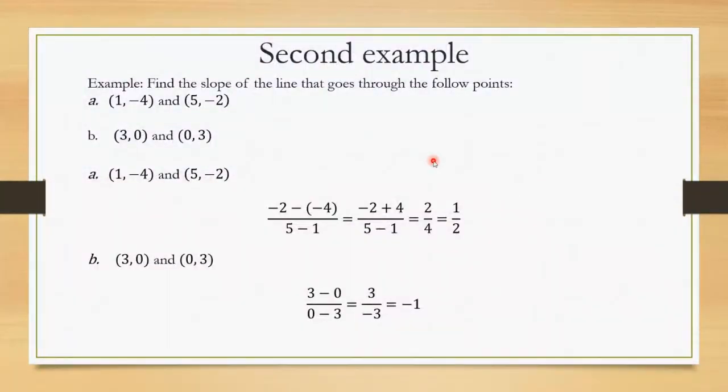So let's do some examples with slope. Let's find the slope of the line passing through these points, and this pair as well. Again, what do you want to do? You want to do the change in y divided by the corresponding change in x. So what I did here was -2 minus -4, going from the second point to the first point, divided by 5 minus 1.